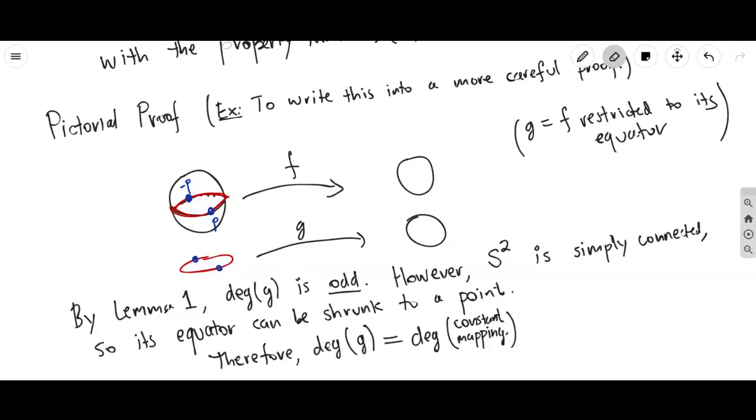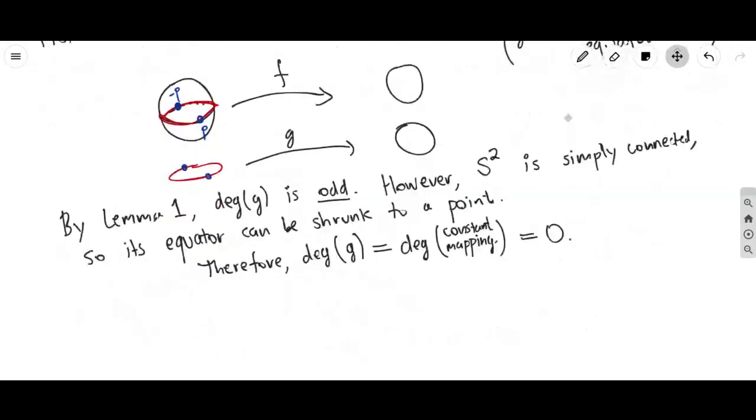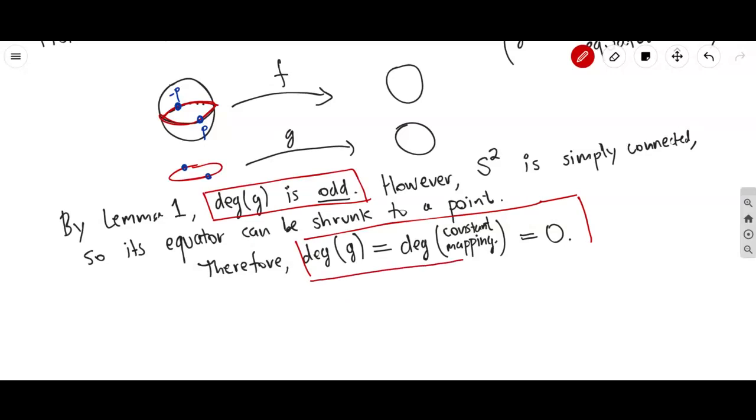The winding number is a homotopy invariant. For g, the mapping on this equator, you can shrink the equator down to a point. So g is homotopic to a constant mapping. And so the winding number of g is the same thing as the winding number of a constant path, which is 0. So then the degree of g is equal to 0. And that's the contradiction. The degree of g is odd, and the degree is equal to 0. So that's our contradiction.